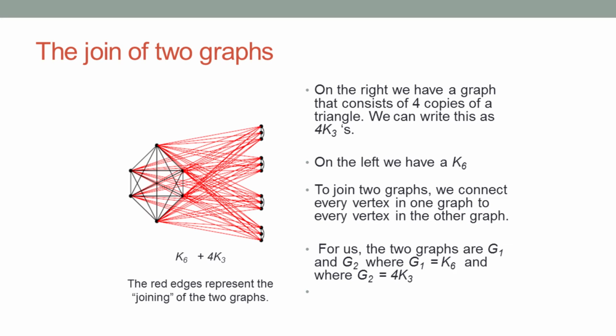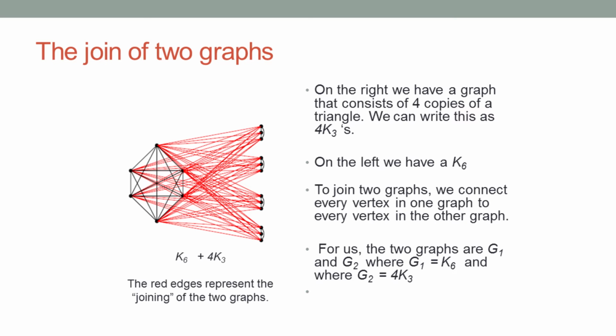We want to denote this using notation like we see on the left. This is a K6 plus 4 copies of a K3. In particular, this is called the join of 2 graphs. The join of 2 graphs is the graph you obtain when you connect every vertex in one of the graphs to all of the vertices in the other graph.